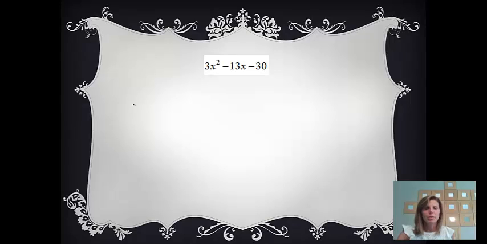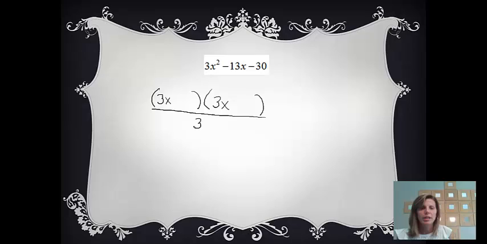Okay, I'm going to do one more like that with the magic number trick. 3x squared minus 13x minus 30. Again, we'll put our two sets of parentheses, and since there's a 3 sitting there, we'll put 3x and 3x, and since I introduced an extra 3, I do have to divide it out before I'm done. And then I'm going to take my first number times my last number. 3 times negative 30 is negative 90. And then think to myself, what times what will be negative 90?